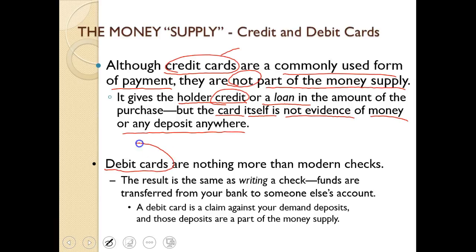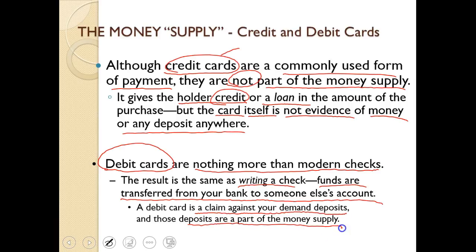But debit cards are. Why? Because debit cards are nothing more than modern checks. Whenever you write a check, what happens? It sends money out of your account. You're basically telling somebody to take money out of your account and put it in somebody else's. What happens with the debit card? The same thing. You say, take money out of my checking account and place it into somebody else's account. So funds are transferred from your bank to someone else's account. A debit card is a claim against your demand deposits, and those deposits are part of the money supply.